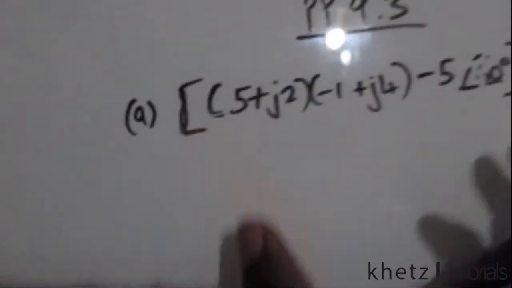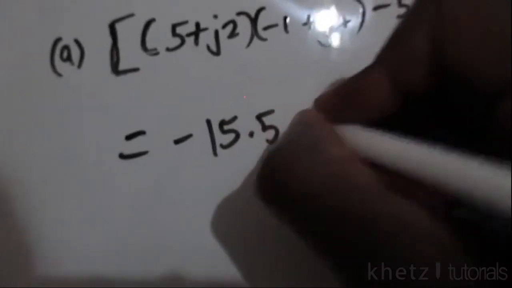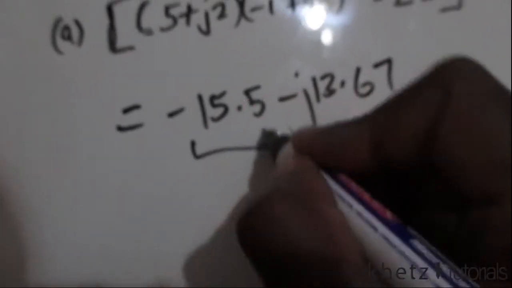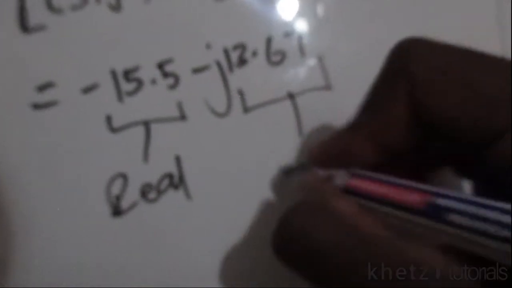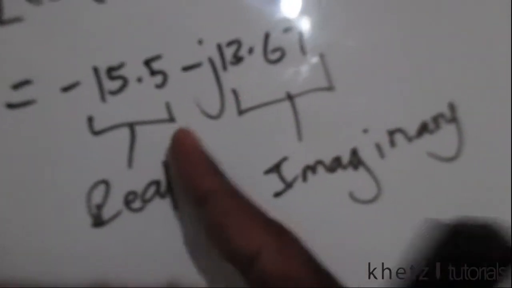So the answer to all of this is -15.5 - 13.67j. This is the real part of our answer, and this is the imaginary part. If the question asked you to find the real part of the answer, then you'd only input this. And if it asks you to find the imaginary part, you'd only input this part. So moving on to the next question.